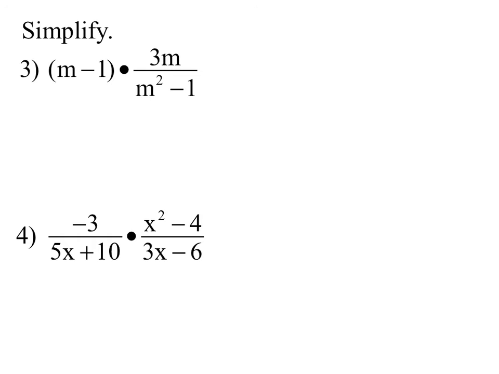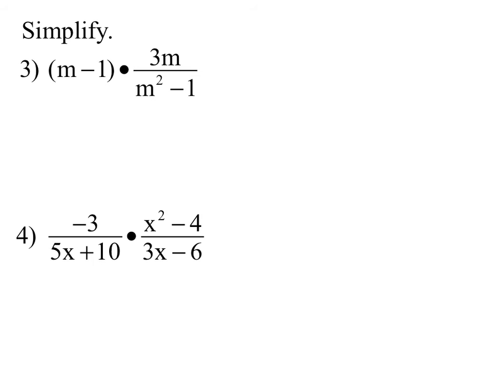Don't forget, we can turn m minus 1 into a fraction of m minus 1 over 1. Any number can be turned into a fraction. So it's m minus 1 over 1. Now pause the recording and try it on your own.